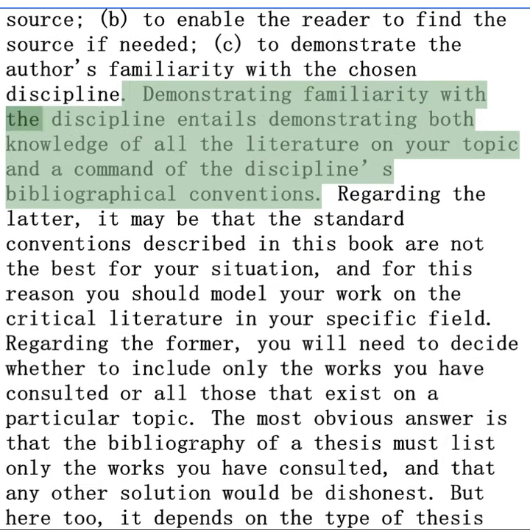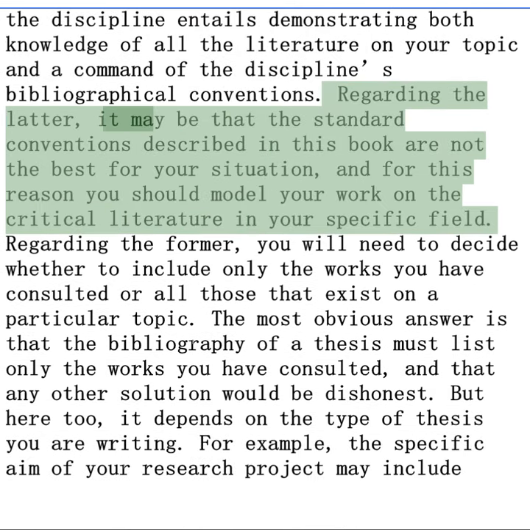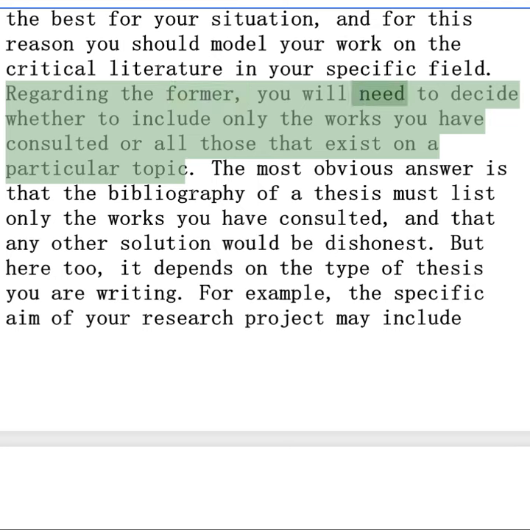Demonstrating familiarity with the discipline entails demonstrating both knowledge of all the literature on your topic and a command of the discipline's bibliographical conventions. Regarding the latter, it may be that the standard conventions described in this book are not the best for your situation, and for this reason you should model your work on the critical literature in your specific field. Regarding the former, you will need to decide whether to include only the works you have consulted or all those that exist on a particular topic.